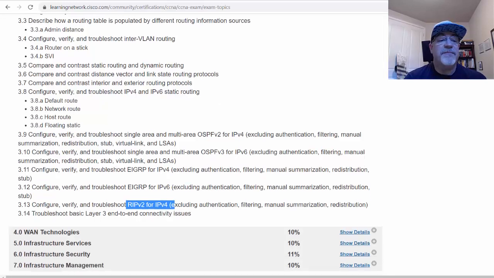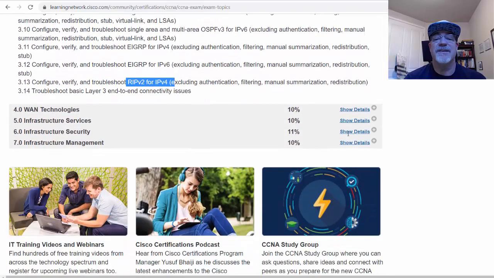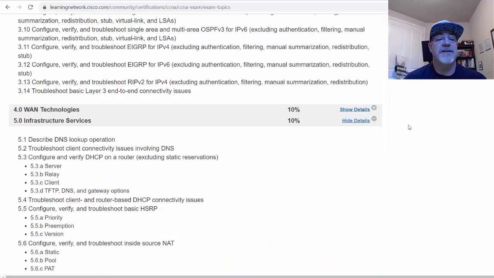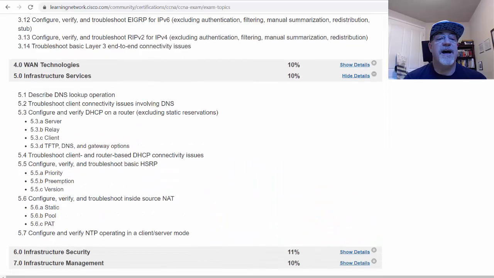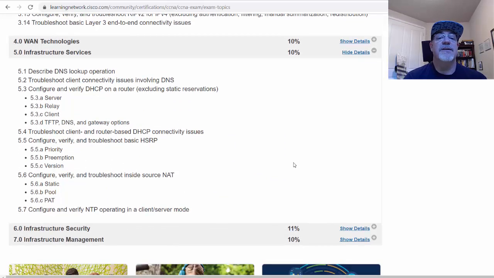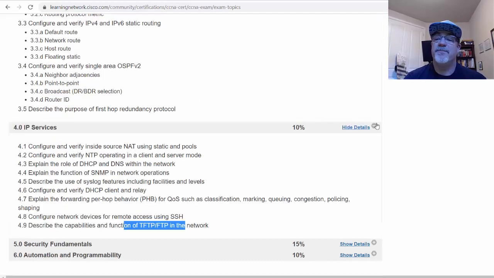Now, if we go to the old CCNA and we look at infrastructure services, it was spelled out a little bit more clearly. So configure server, relay, client, TFTP, DNS, gateways. It's spelled out very clearly that you needed to know those things. And then Hot Standby Router Protocol, you needed to know how to configure, verify, and troubleshoot, and you don't need to know how to do that. So that area has been reduced, it seems to me, a little bit.